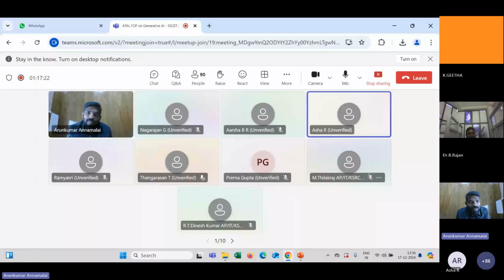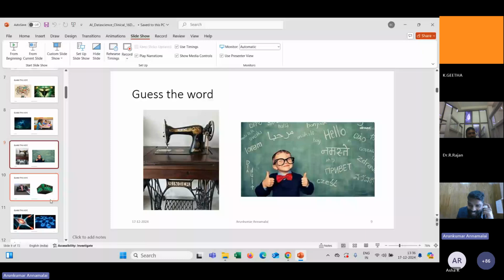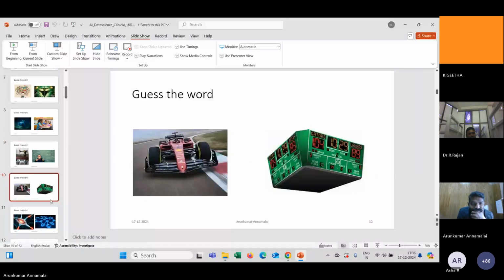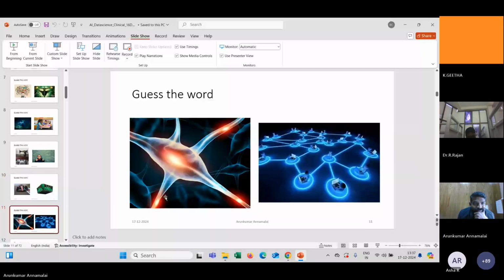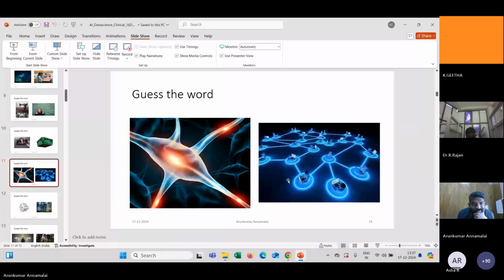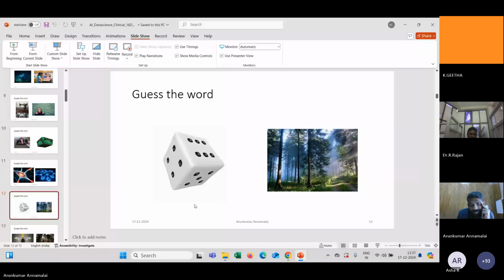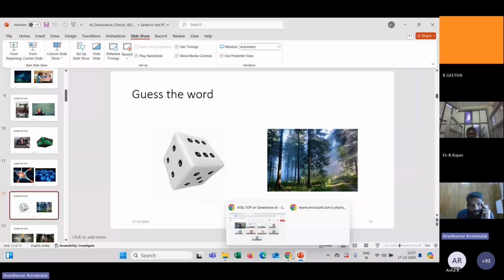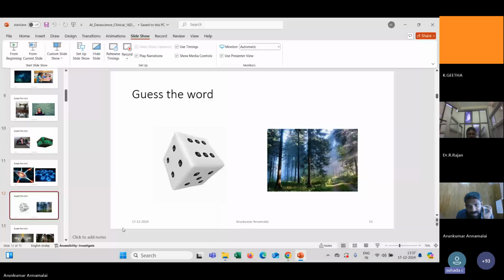Thank you so much for answering it. Okay, what about this? This is F1 score. What about this? What is this? Neural networks. Okay. This? This one? Random forest. Random forest, that's right. This one?